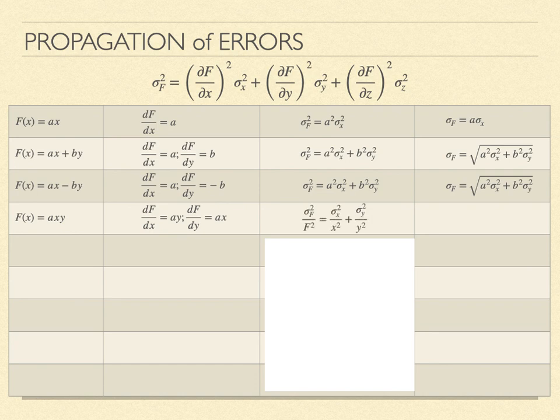Recall how the standard deviation of a variable divided by that variable was called the relative standard deviation. This relationship is the sum of the squares of the relative standard deviations. The relative standard deviation is the square root of the sum of the squares of the relative standard deviations, which are just the relative variances.